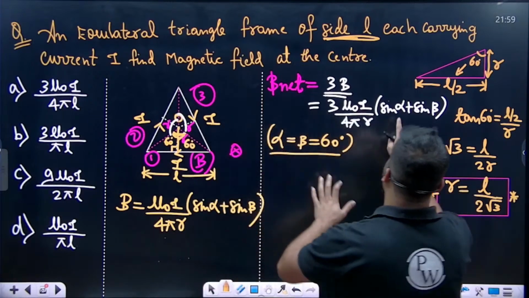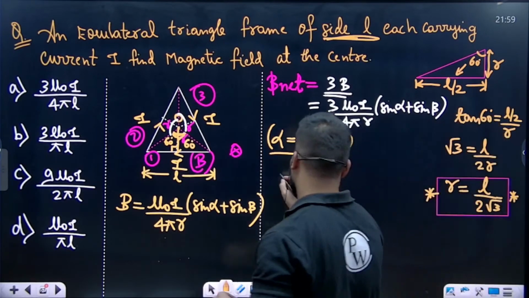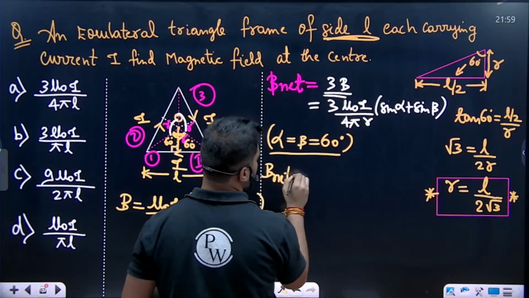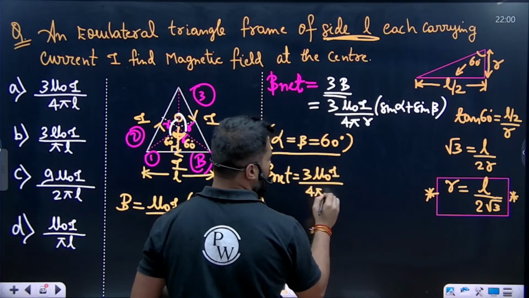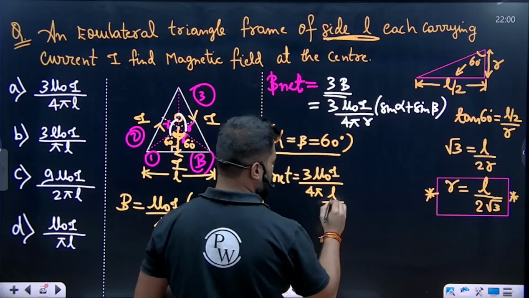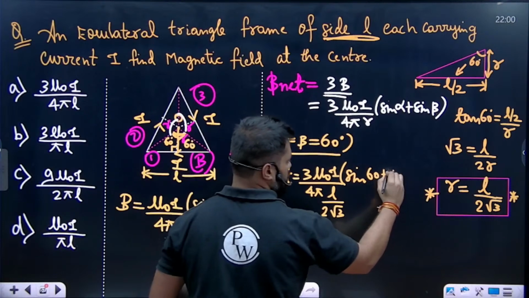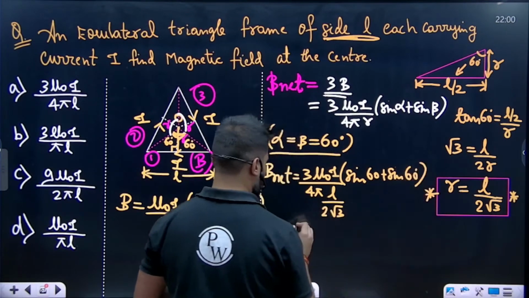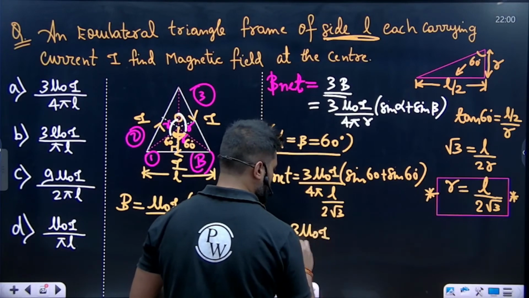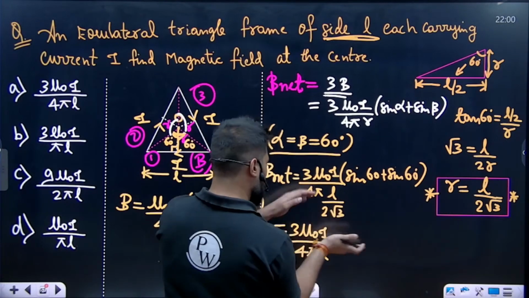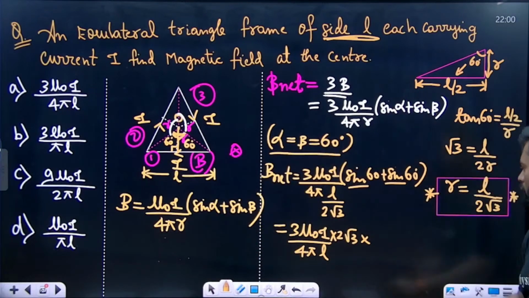Now we have alpha, we have beta, and we also have the value of R. Now what is our next task? We have to put all these values. So we will get the value of B net, that will be equal to 3 into mu naught I upon 4 pi. Now I can put the value of R as L upon 2 root 3 into sine 60 plus sine 60. So this is 3 into mu naught I upon 4 pi L, this 2 root 3 will come to the numerator side, and we know that the value of sine 60 is root 3 by 2, and this is also root 3 by 2.